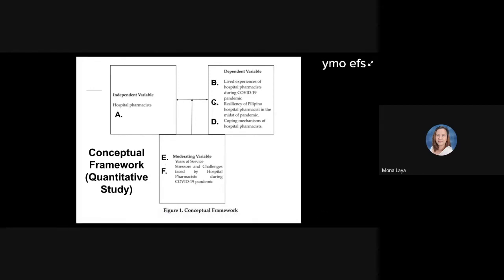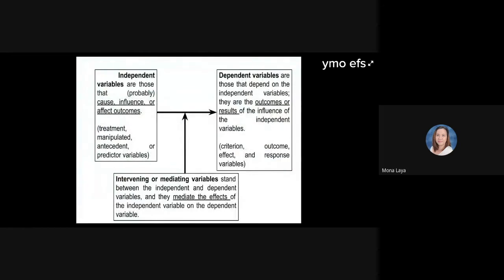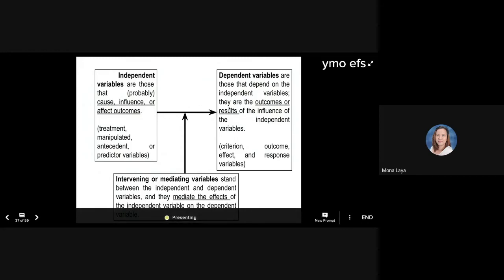Now, in the conceptual framework, we no longer use two-headed na arrows. Isa lang yun ka arrow. Kahit na sabihin mo relationship, isang arrow from going to the DV. Okay? So, IV to the DV. The middle actually is the mediating variable. Okay?